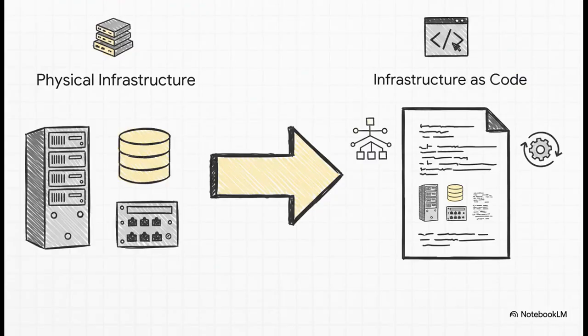Well, there's a much better way, and it's called Infrastructure as Code, or IaC for short. The idea here is pretty revolutionary, but simple. You treat your infrastructure, your servers, your databases, your networks, the exact same way you treat your application code. You write it down in files, you check it into Git, and you automate the whole thing.